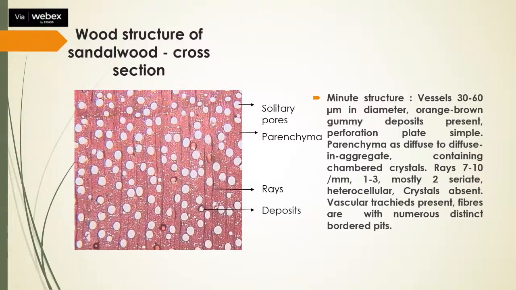Here, in the minute structure, the vessels are 30 to 60 micron in diameter. That means they are all very small in diameter. With the unaided eye or even with the hand lens, it is very difficult to see the vessels. Some of the vessels are occluded with orange-brown gummy deposits. Then the perforation plate is simple. That means between two vessels, whatever you are seeing here is the cross section.